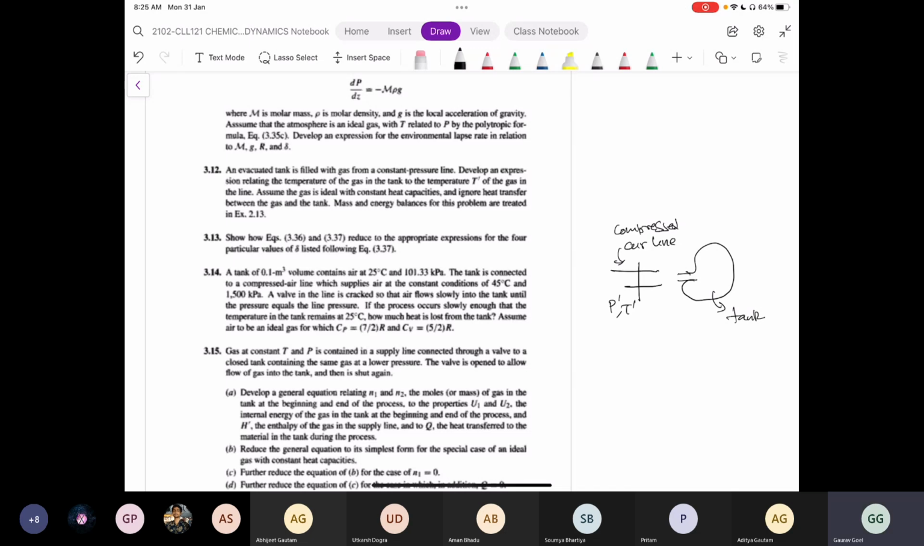The tank's initial state, P and T, are given, and the tank is of known volume. So this much is given. The valve in the line is cracked. So there is a valve.